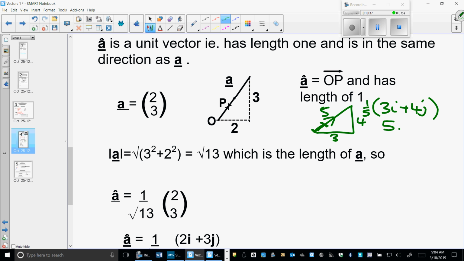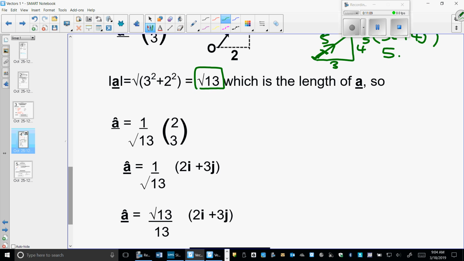If it had length 16, what fraction would I put in front? 1/16. Yes? Makes sense? Yeah. So if it had length root 13, whilst it's a weird horrible number, the same principle applies. To have a length of 1, we would just have 1 over root 13 of it. So that's all you have to do. You just find the length of it, and that goes as your denominator under 1.